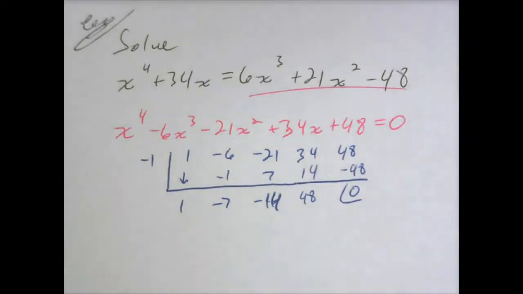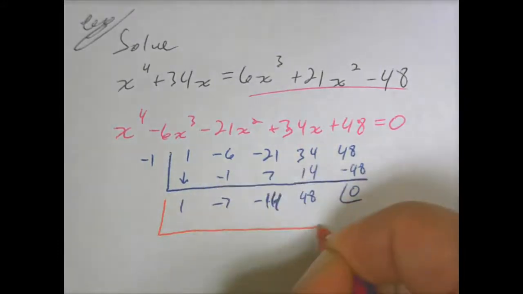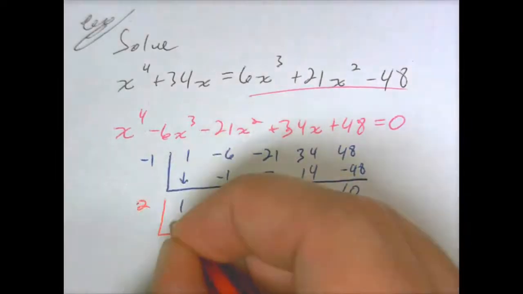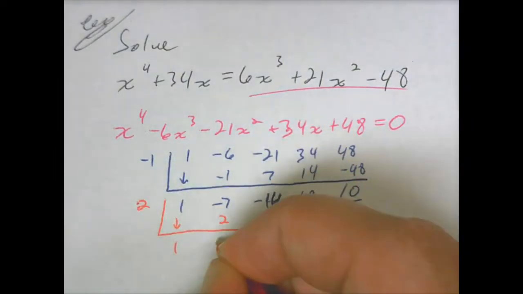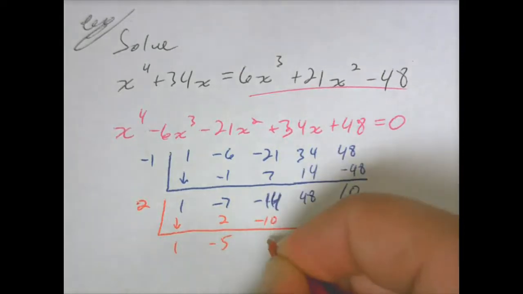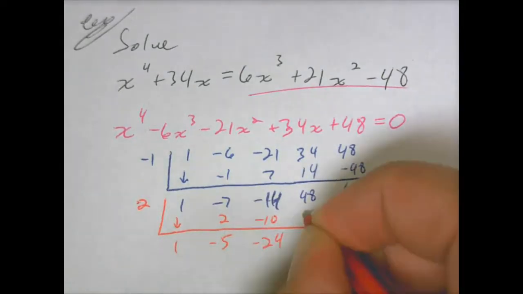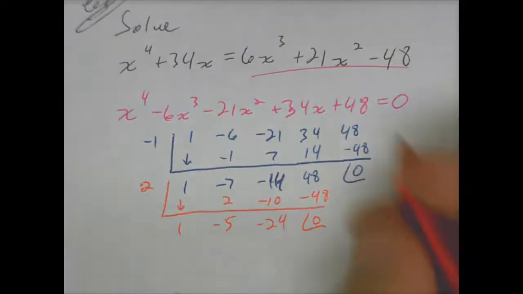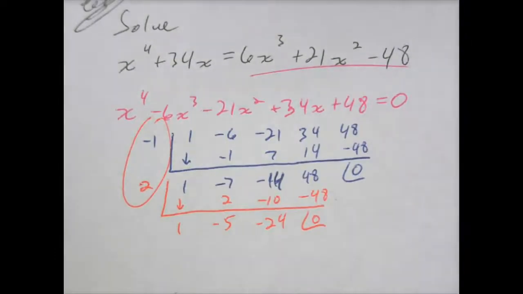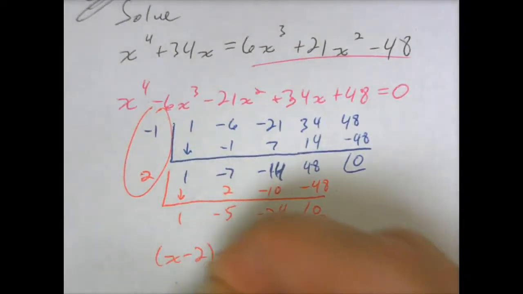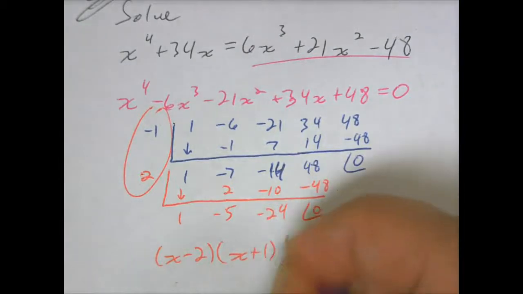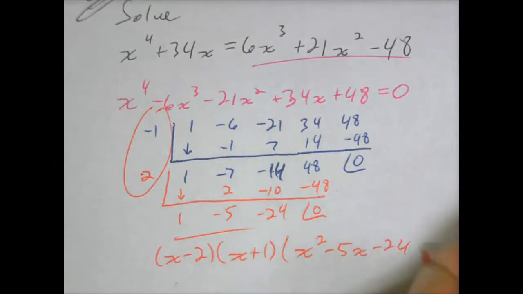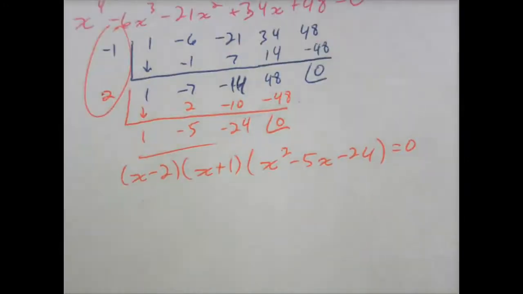And then I'm going to do synthetic division again to test. Let's do 2. It's easy to multiply things by 2. So 2, pull down the 1, 1, 2, negative 5, negative 10, negative 24, negative 48 makes 0. So already both of these I will have to put in as factors. So I have x minus 2, x plus 1, and then I'm left with down here x squared minus 5x minus 24 equals 0, which hopefully factors.